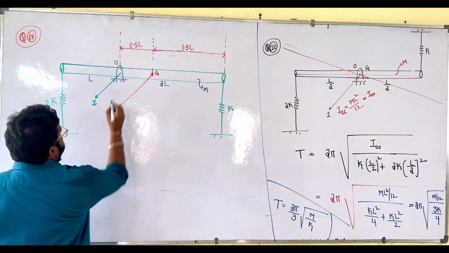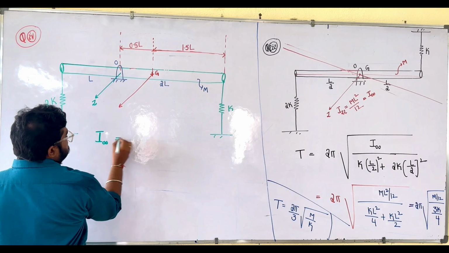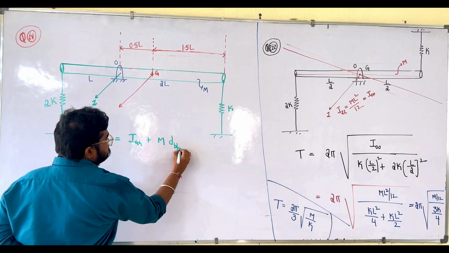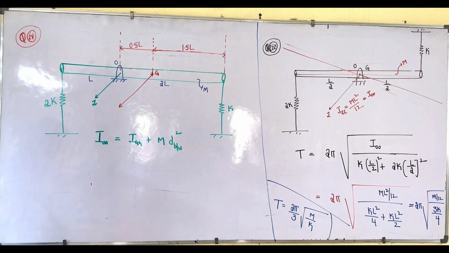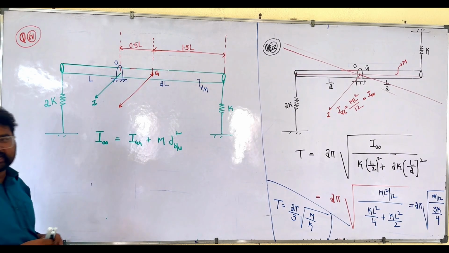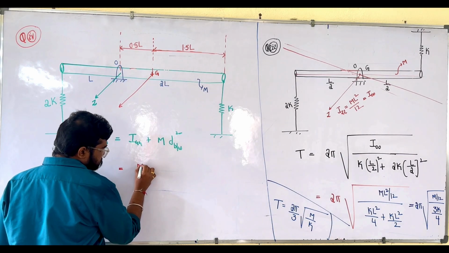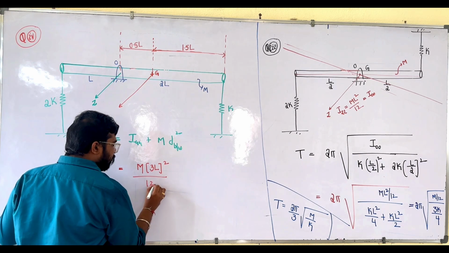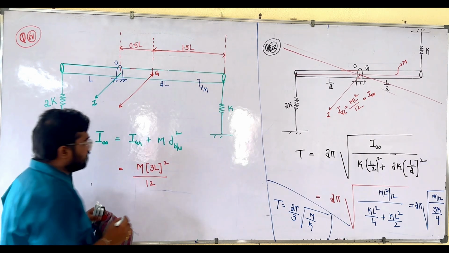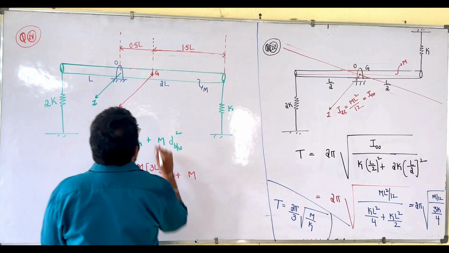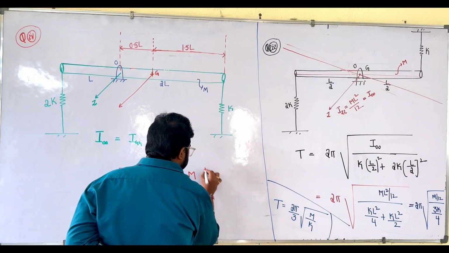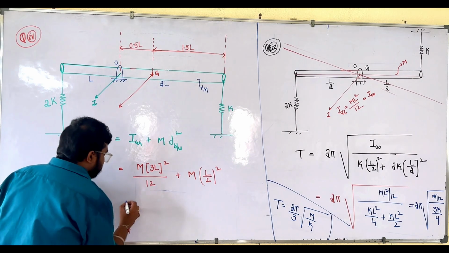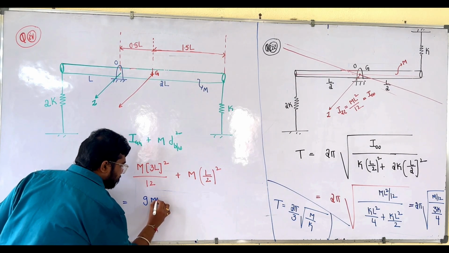Mass moment of inertia of the rod about point OO, that equals IgG plus m into distance between square. ఇక్కడ మీరు ఎక్కడ మిస్టేక్ చేసి ఉంటారంటే IgG రాయడం తప్పు చేసి ఉంటారు. 3L whole square by 12. What is the length of the rod? 3L. Clear? What is the distance between square? L by 2 whole square.